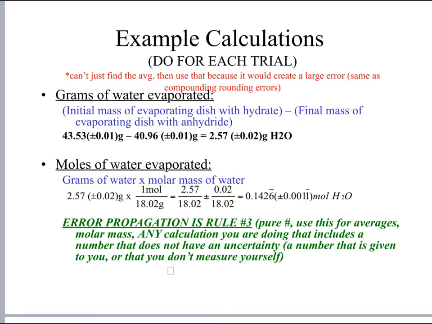So I want you to actually check their math on at least one of their conversions. Take the 0.02, or if they mess the first part up, take the 0.01, divide that by the molar mass, and see if that's what they have for their uncertainty in moles. You don't have to check both of their conversions. Just check it at least once to make sure that they do know how to do error propagation for pure numbers.